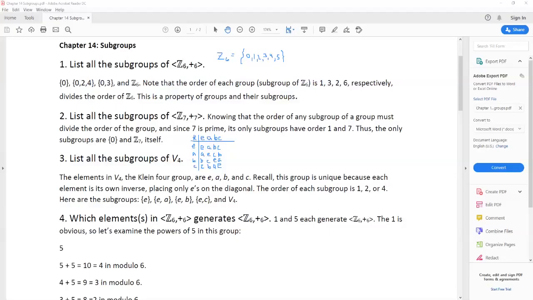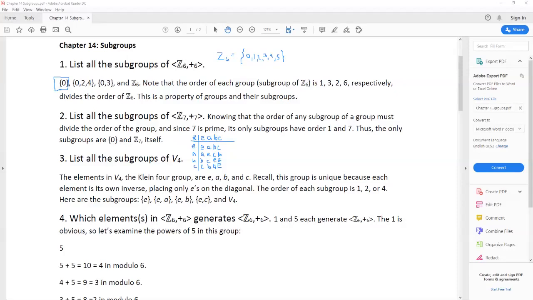Chapter 14 in the abstract algebra series is on subgroups, and problem number 1 asks us to list all the subgroups of Z6. Well, Z6 contains the integers from 0 to 5, and remember that a subgroup is itself a group, so it must contain the identity element. The smallest subgroup is going to be the set containing the identity 0.